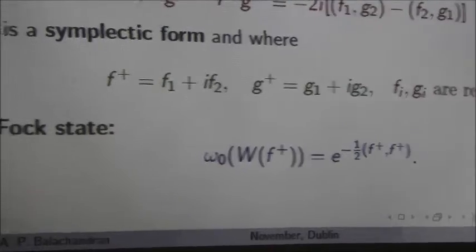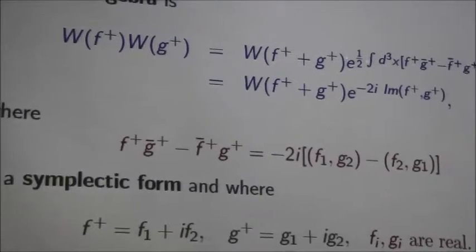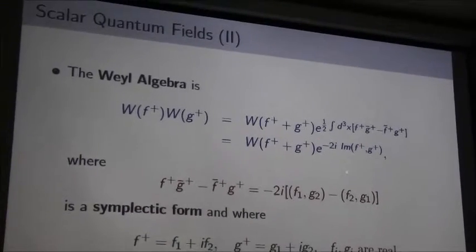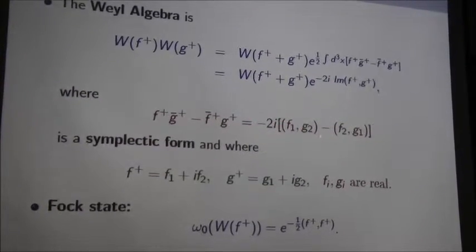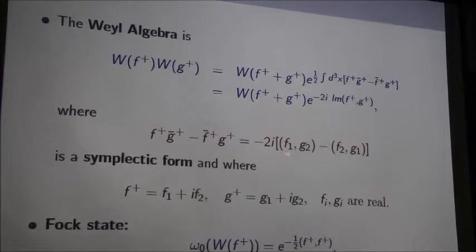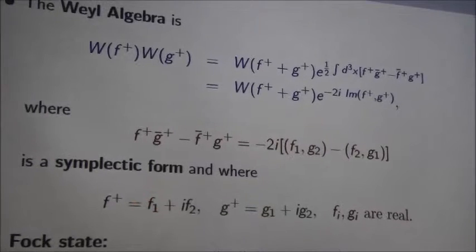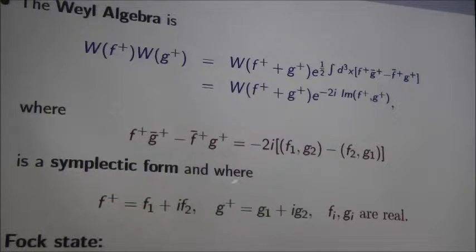And the algebra looks exactly like what we had for a single particle. Okay? And this object, again, is an imaginary part, up to 2i. F1 and F2 are the real and imaginary parts of F plus, and this is antisymmetric, and G similarly, and this is antisymmetric in F and G. It is in fact a symplectic form governing the theory.